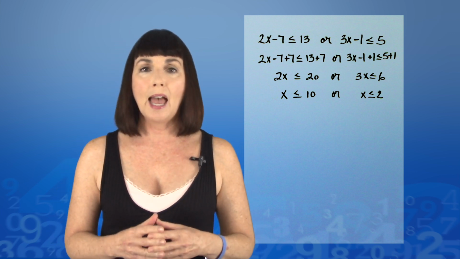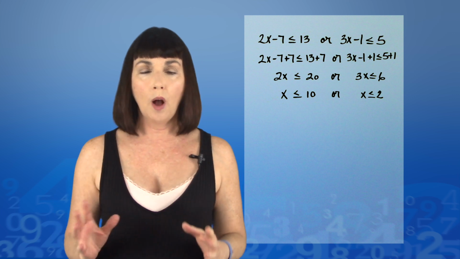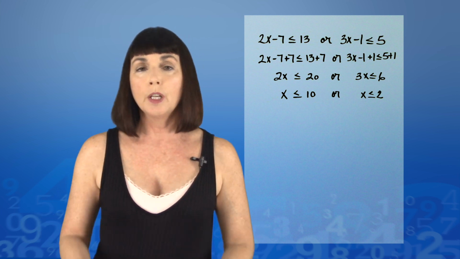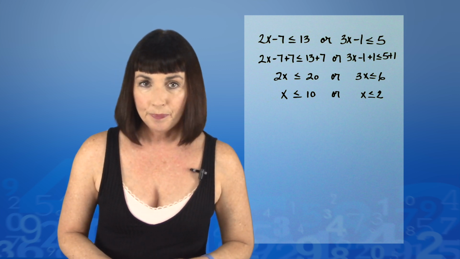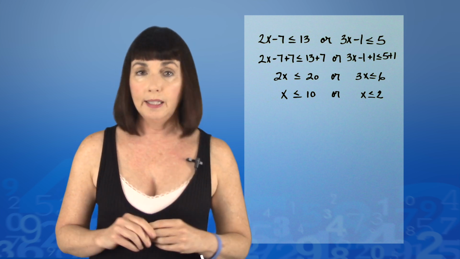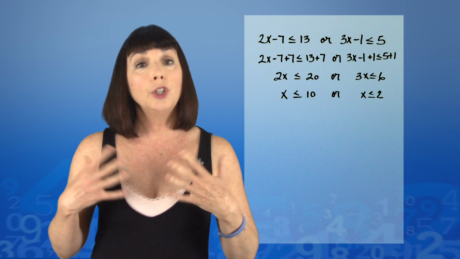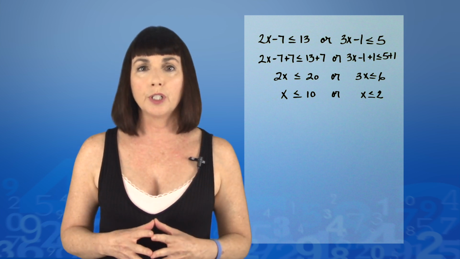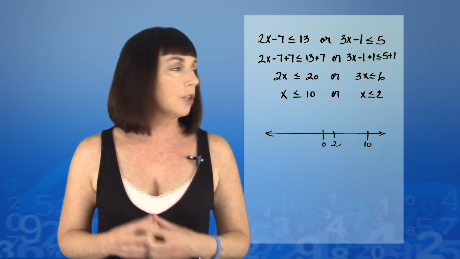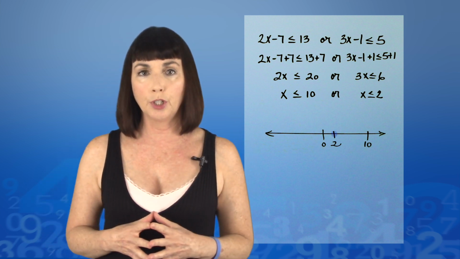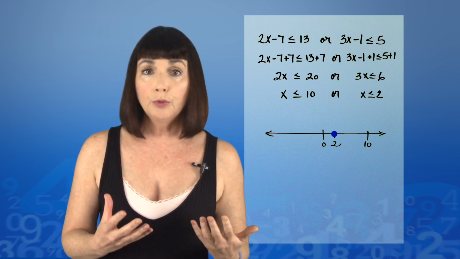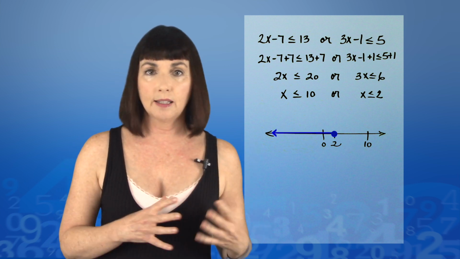Okay, so we have a solution for each inequality, but it's a compound inequality. We have this or that. So here's something to remember. When you have an or inequality, you take the union of your solution sets. So let's draw our solution sets on a number line. Let's start with x is less than or equal to 2. So on a number line, that would include 2 and then be everything less than it.